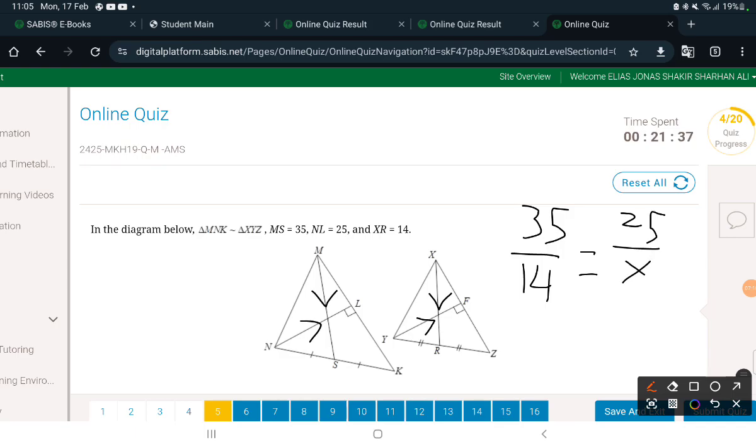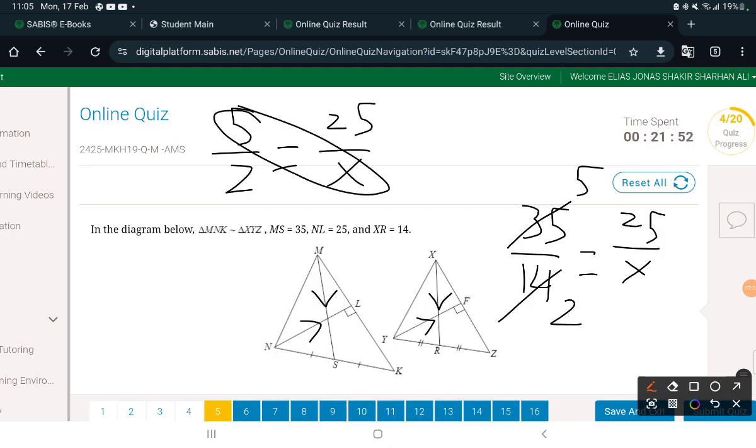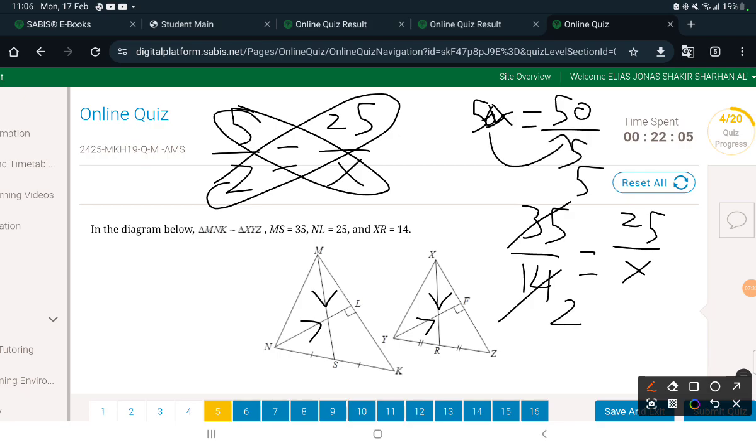Okay, so let's simplify. Divide by 7 in the first fraction. You'll get 5 in the numerator. In the denominator, you'll get 2. So we have 5 over 2 equals 25 over X. Cross multiply. 5 multiplied by X is 5X. 2 multiplied by 25 is 50. So we have 5X equals 50. Take the multiplied 5 to the other side. It will be divided by 5. 50 divided by 5 is 10. And yeah, X equals 10.